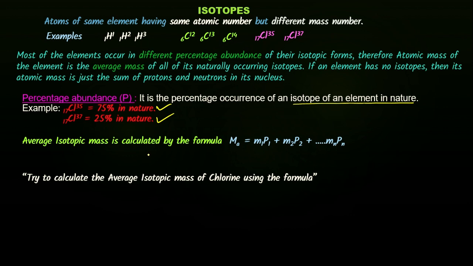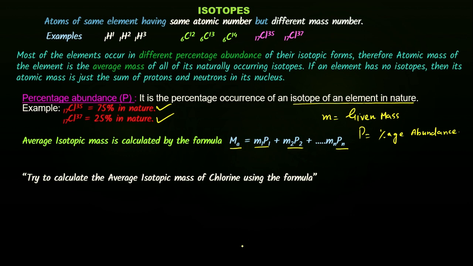Now the isotopic mass, that's the average isotopic mass, can be calculated by using the formula M1P1 plus M2P2 plus up to MnPn. What's small m? Small m is the given mass of an isotope. What's P? P is the percentage abundance. Clear?